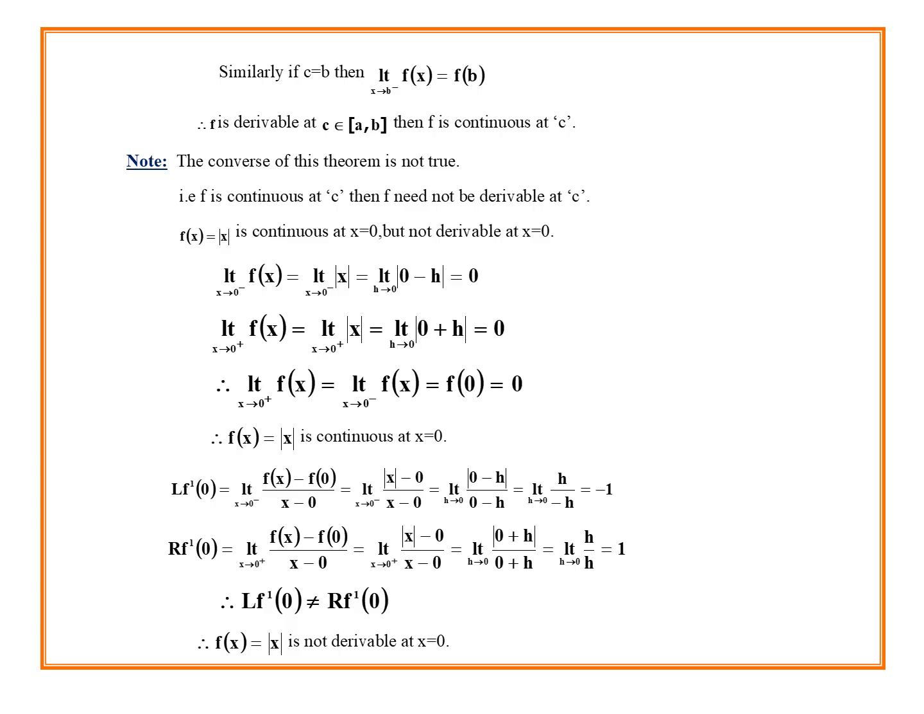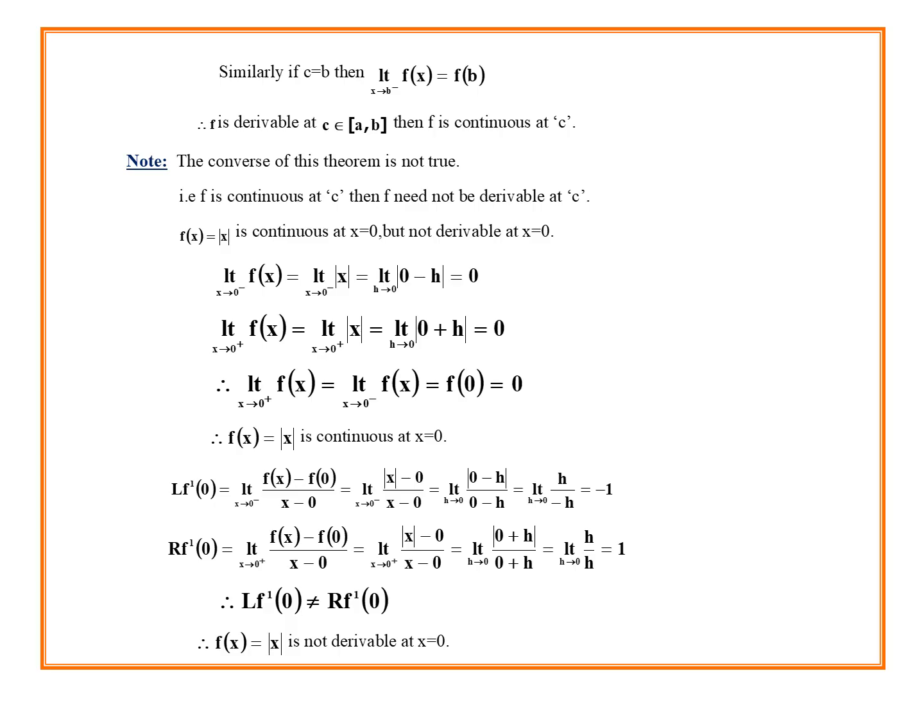Now we are finding the left derivative at 0. L f dash 0 is equal to limit x tends to 0 minus of f of x minus f of 0 by x minus 0, that is equal to limit x tends to 0 minus of mod x minus 0 by x minus 0, that is equal to limit h tends to 0 of mod of 0 minus h by 0 minus h, that is equal to limit h tends to 0 of h by minus h. The value is minus 1.